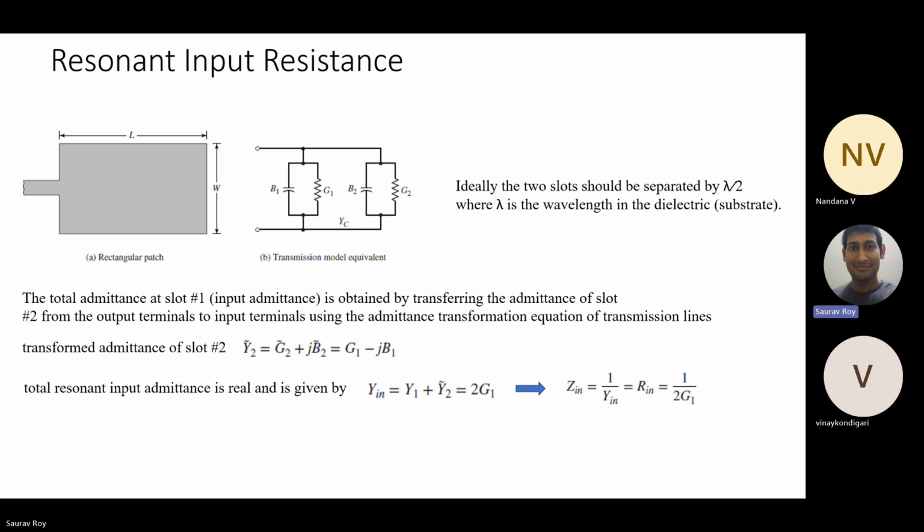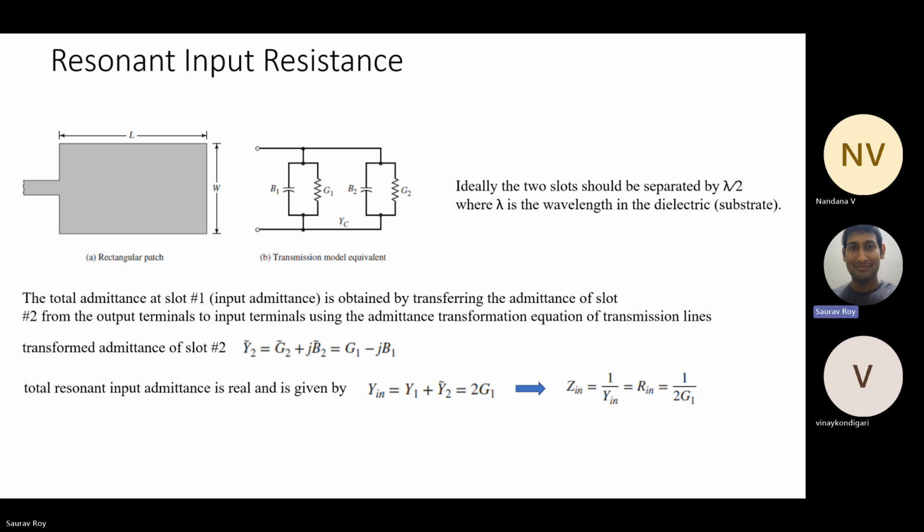If you look into port 1, meaning radiating slot 1, what should be the input resistance at port 1 for slot 2, that is B2, G2? That is given as Y2 equals G2 plus jB2, and it goes through a transformed admittance. Why transform? Because it is connected through L equals lambda by 2.